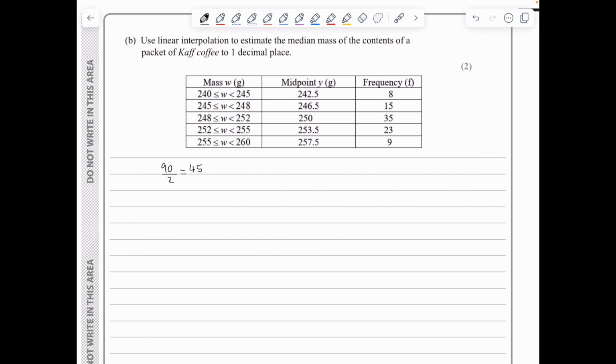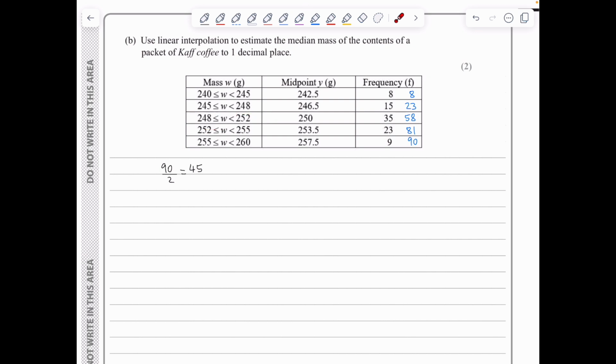I will then go to my frequency table here and calculate the cumulative frequencies. So we start with 8. 8 plus 15 is 23. 23 plus 35 is 58. 58 plus 23 is 81. And 81 plus 9 is 90. So we know that the 45th observation would be in the 248 to 252 class.